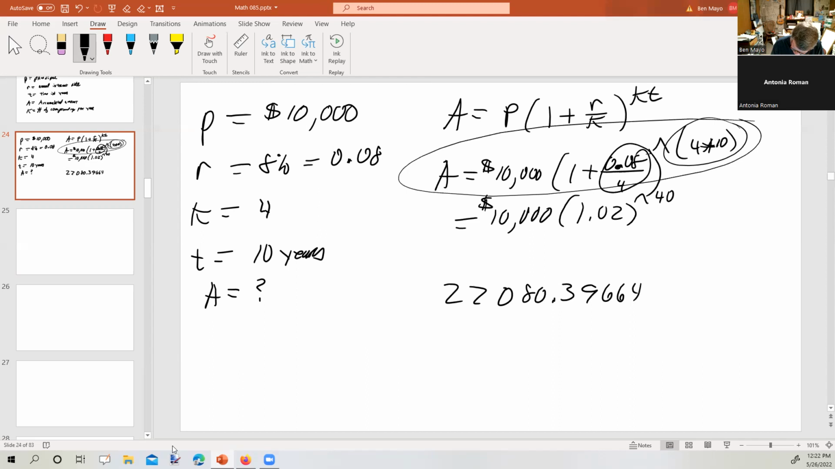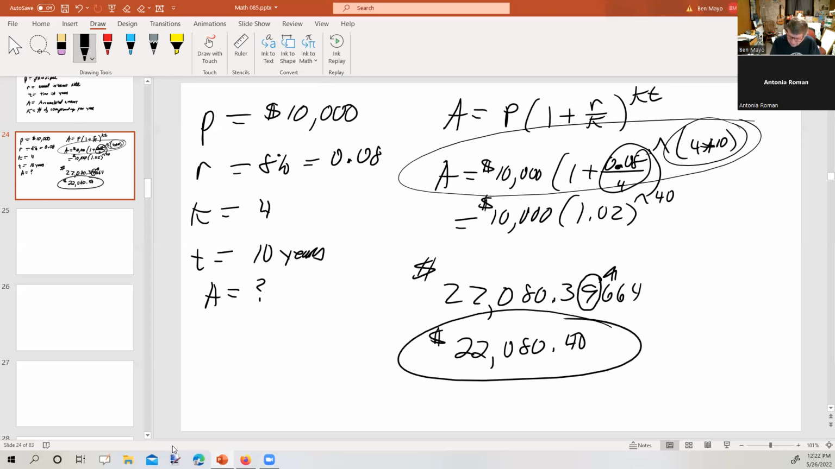22080.39664. All right, this is money, and it says how much will be in the account after 10 years. Well, you can't, unless you take some tin snips to a coin and cut it into fractions, separate it off other than to the nearest penny. Since this is dollars, this would be the pennies right there. The 6 would round up, so $22,080.40 would be the amount after 10 years.